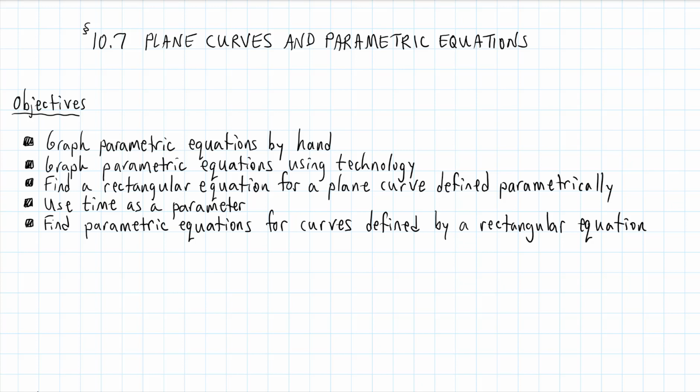And how to find a rectangular equation for a plane curve that's defined parametrically, how to use time as a parameter, and how to find parametric equations for curves that are defined by a rectangular equation. So when we say rectangular equations, we mean equations that are defined using rectangular coordinates, or more commonly x, y coordinates. So what you guys are typically used to using for the xy plane.